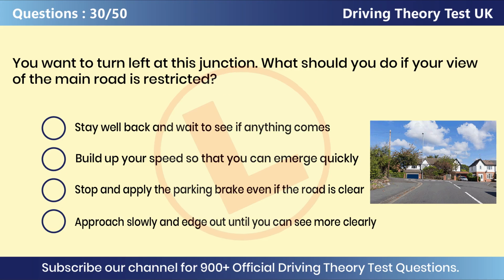Question 30. You want to turn left at this junction. What should you do if your view of the main road is restricted? A. Stay well back and wait to see if anything comes. B. Build up your speed so that you can emerge quickly. C. Stop and apply the parking brake even if the road is clear. D. Approach slowly and edge out until you can see more clearly. D. Approach slowly and edge out until you can see more clearly.